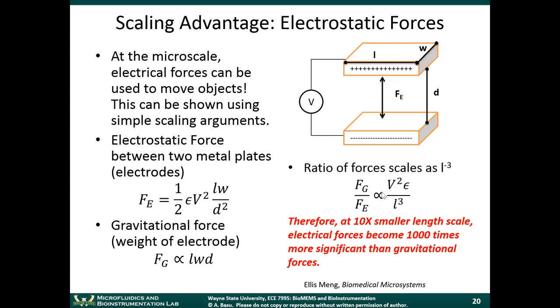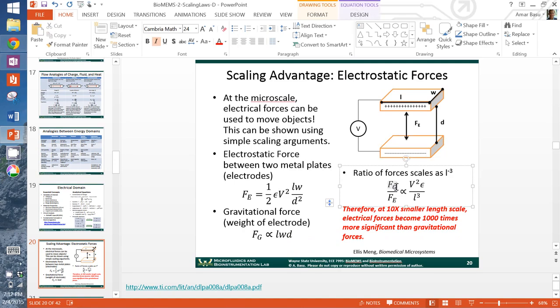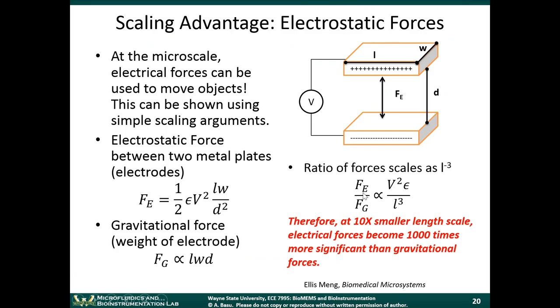This should be the electric force divided by the gravitational force. Sorry for this mistake here. So if we look at the electric force divided by the gravitational force, we find that it's V squared over epsilon divided by length cubed. What this means is that this scales as length cubed. So even at a 10 times smaller length scale, the electrical forces compared to the weight of an object become 1,000 times more significant, 10 to the third times more significant.